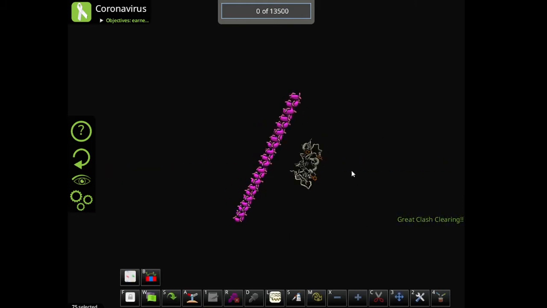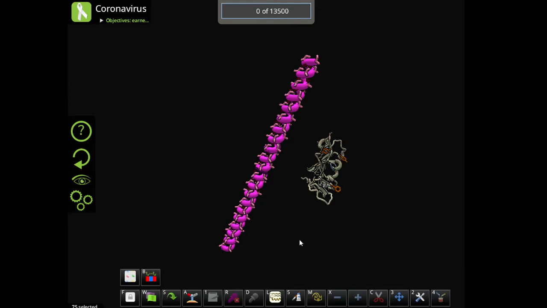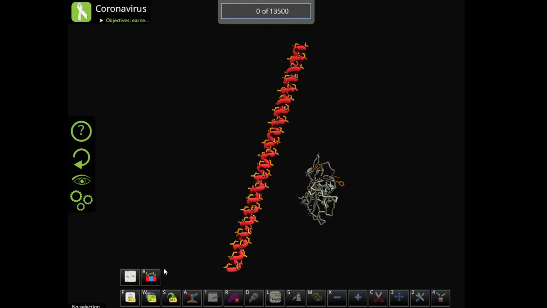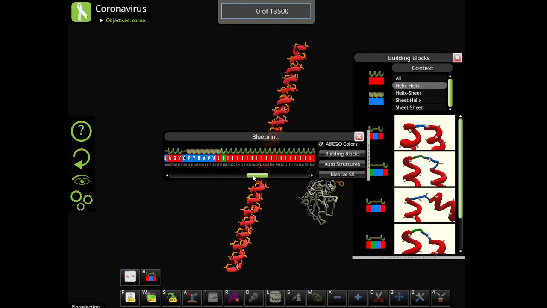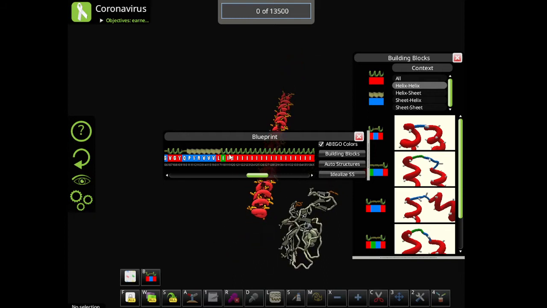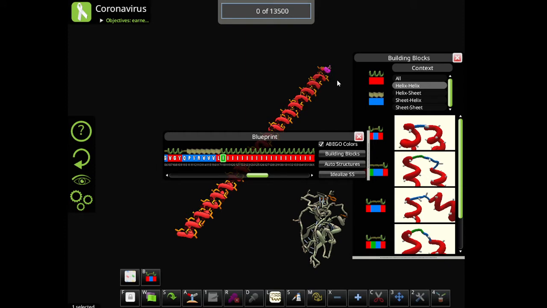First, you will make a helix, and this is the first one. This is the last one. So I think I will make a quadruple helices, so maybe this is the middle of the helix.